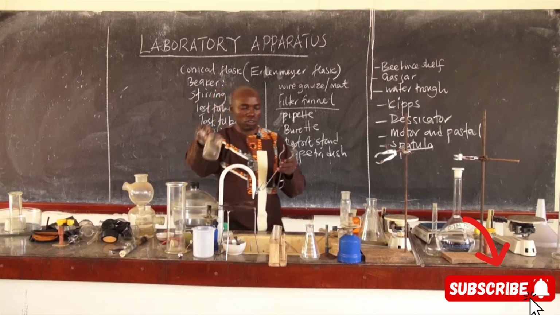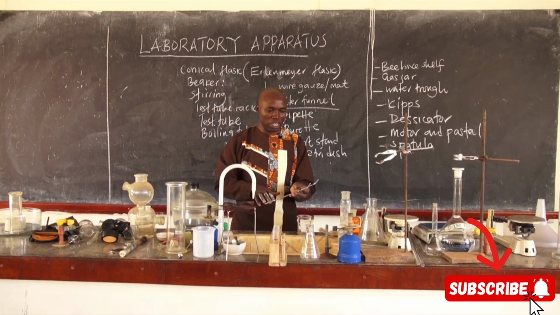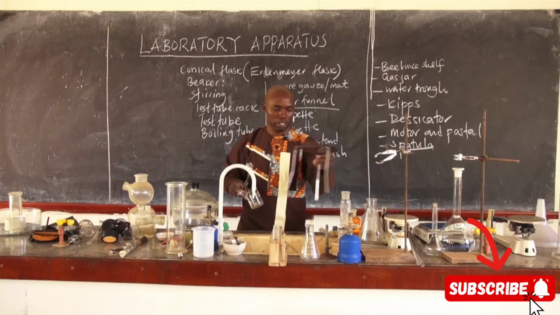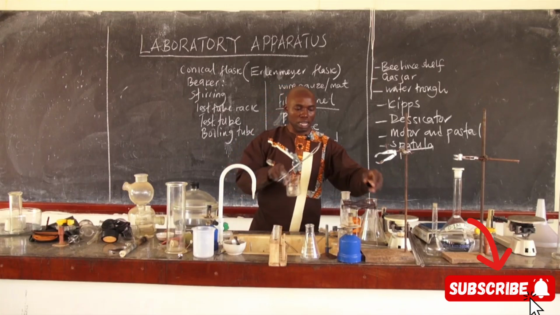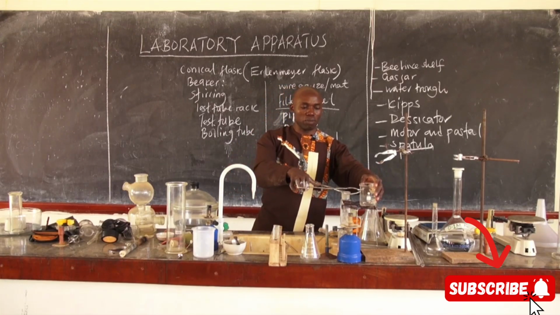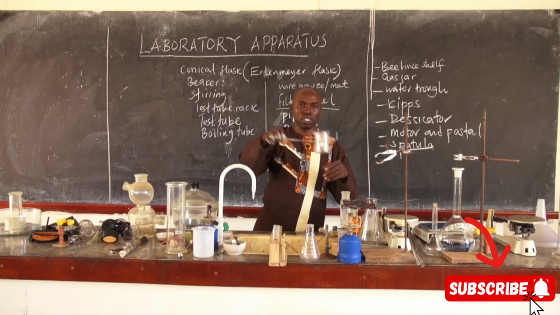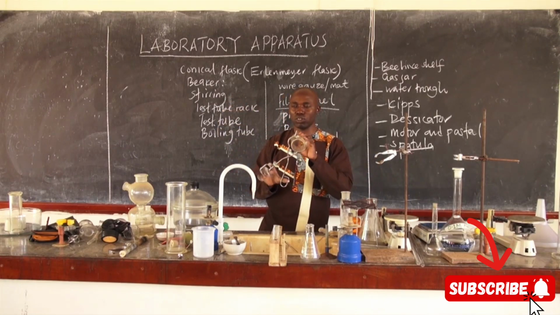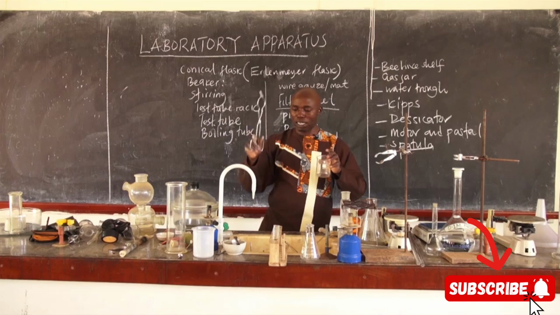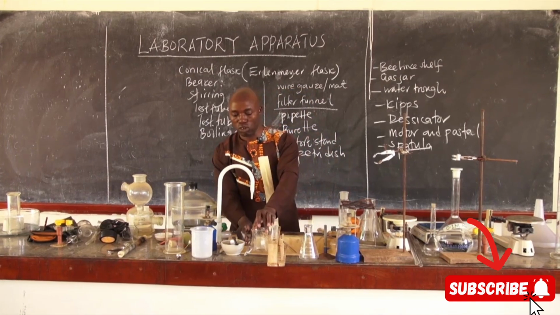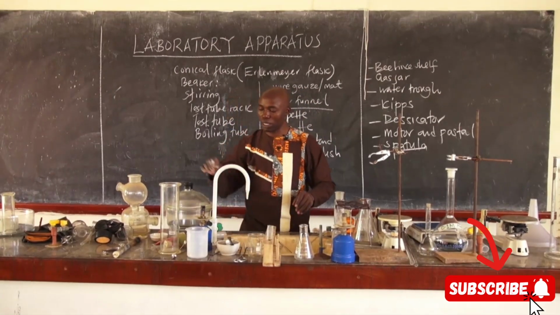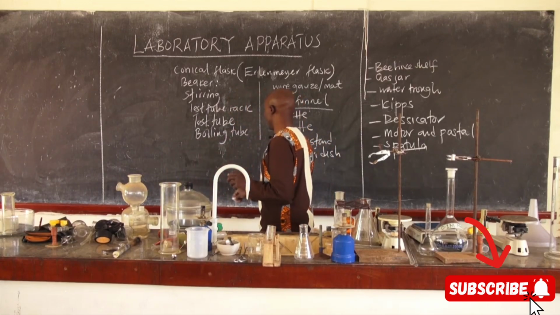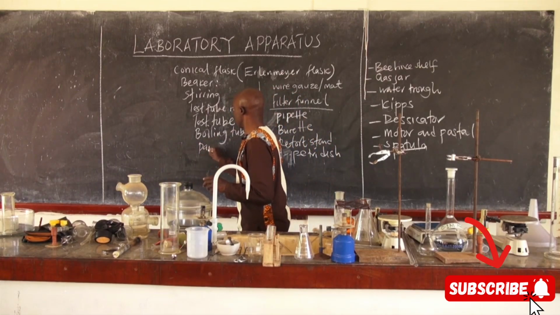So we can use it to lift, if I was heating probably a glass beaker on a flame, I would remove it from the flame using the tongs. So this is a pair of tongs used to hold apparatus during heating, hot apparatus, when they are being removed from the flame. So I have introduced the pair of tongs.